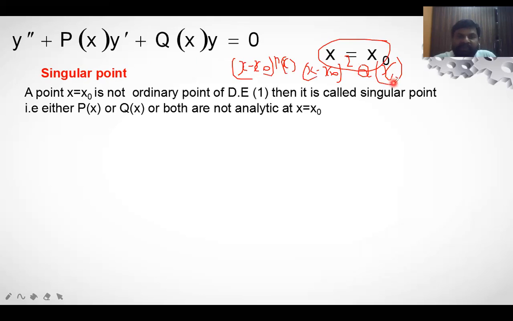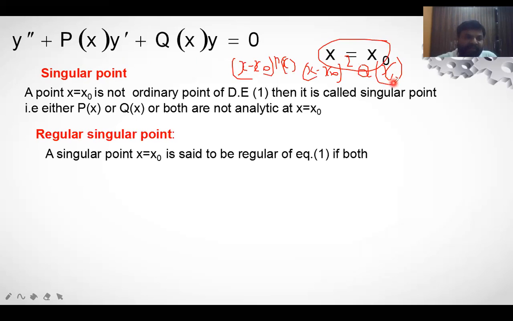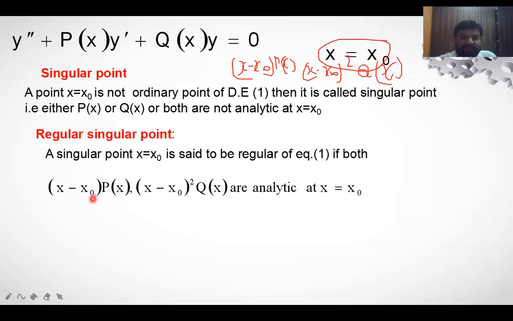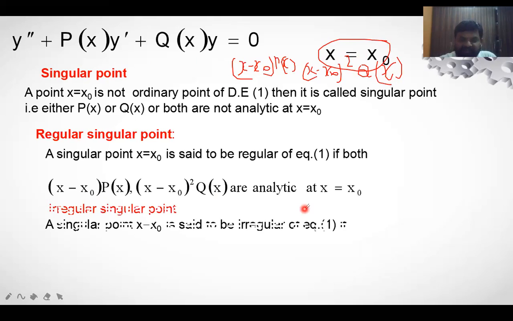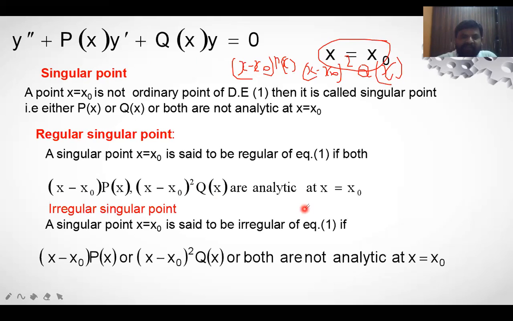So singular means a point which is not an ordinary point. Regular singular point means that x minus x naught into p of x and x minus x naught whole square into q of x satisfy the Taylor series. If this is not satisfied, we say that it is an irregular singular point.